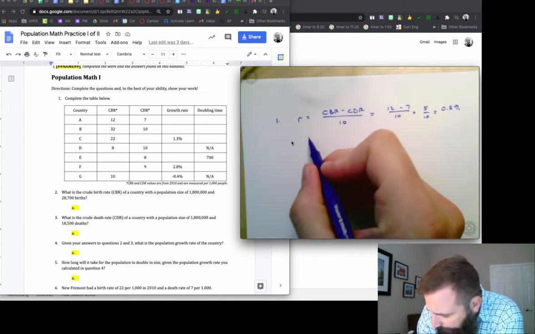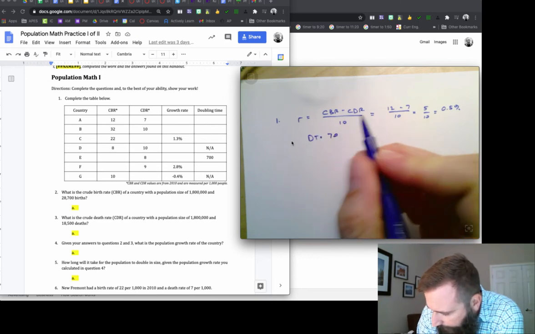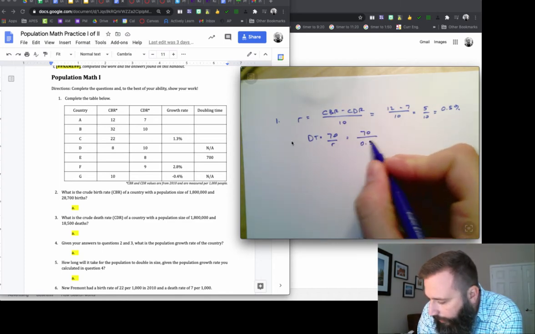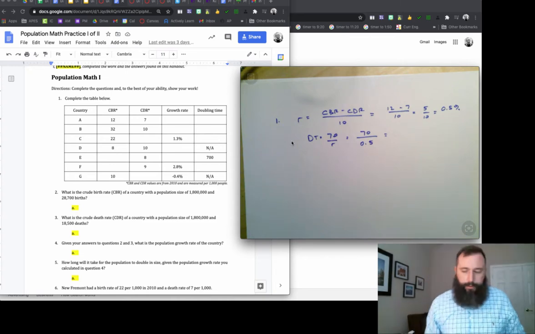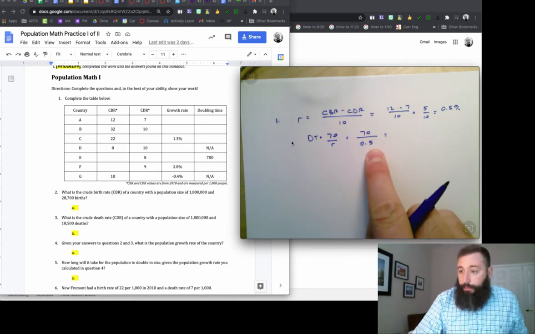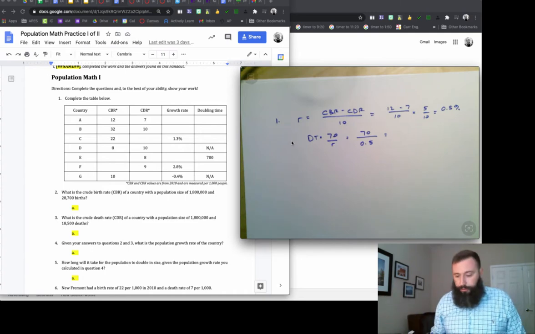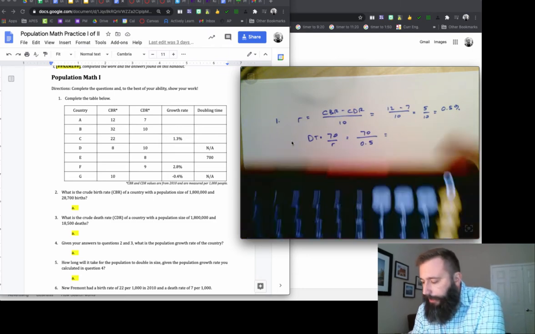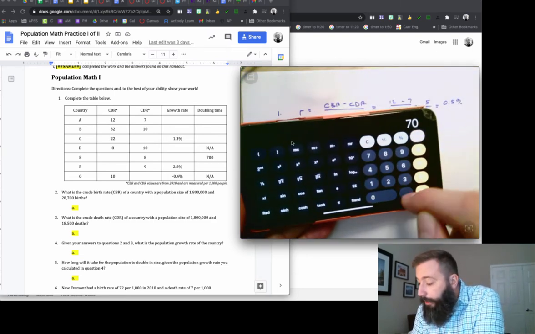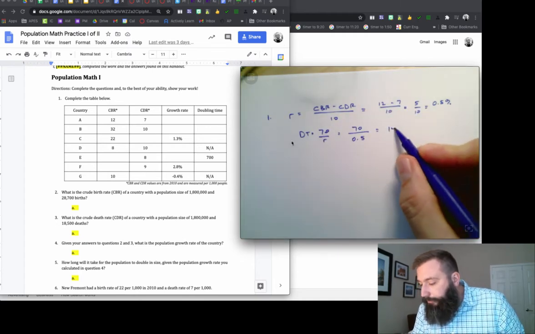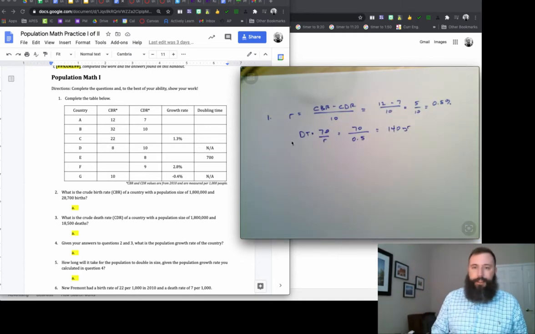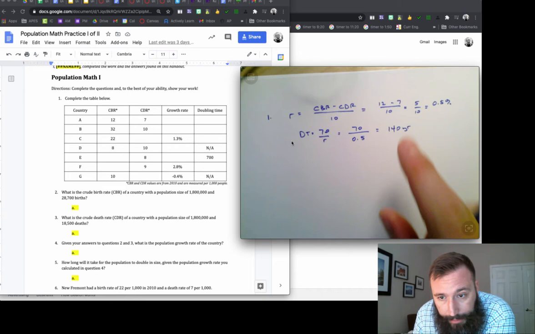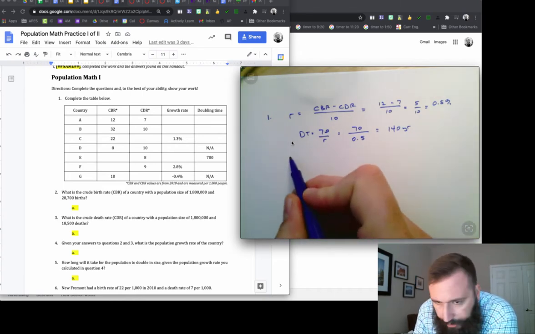To figure out the doubling time, dt is equal to 70 divided by R, which is equal to 70 divided by 0.5. Notice that I just dropped the percent sign. I don't have to move the decimal point over anywhere with this formula. 70 divided by 0.5 is equal to 140 years. That makes sense: it's a low growth rate, so it will take a long time for that population to double. Let's do country C.